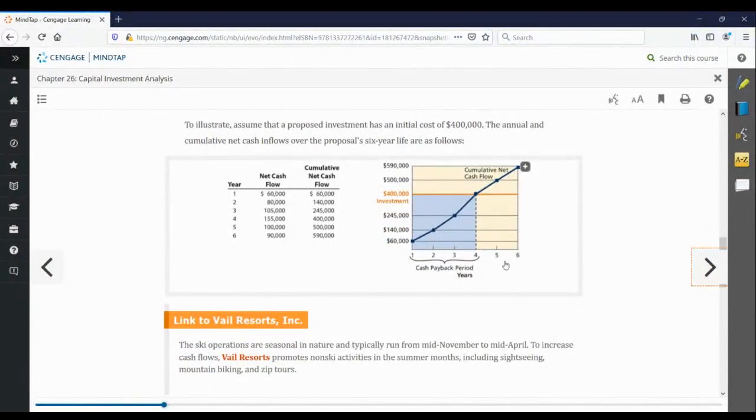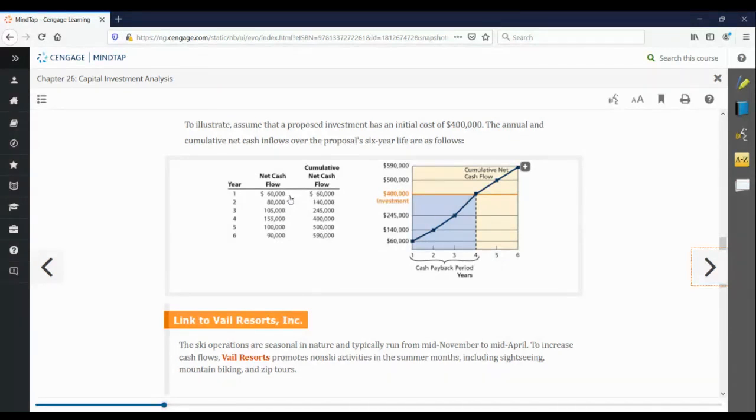In this part, they're showing you a graphic analysis of a different asset that they might want to purchase. And it says to illustrate, assume that a proposed investment has an initial cost of $400,000 and that the annual and cumulative net cash flows over the proposal's 6-year life are as follows. Notice in this case, the 6-year life has net cash flows that are not equal in amounts.